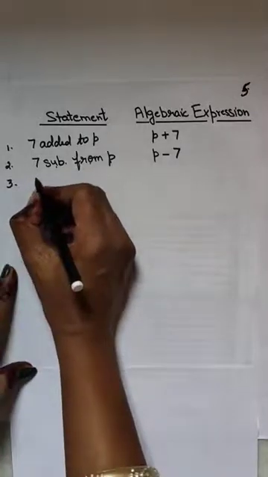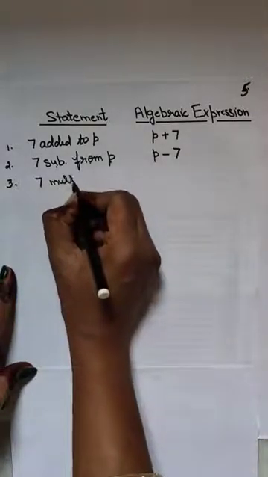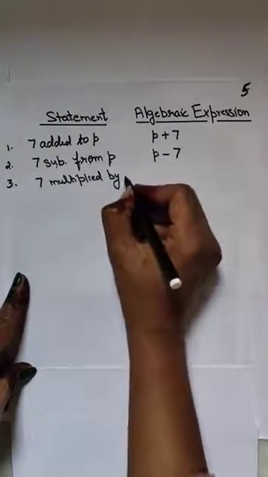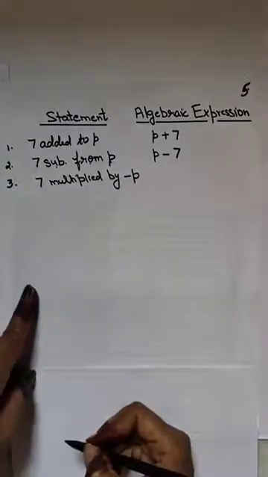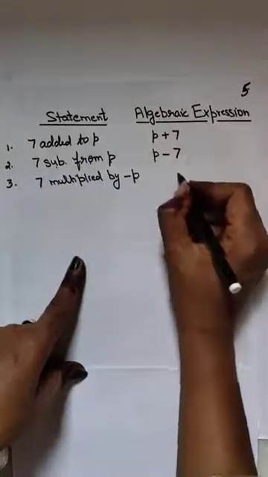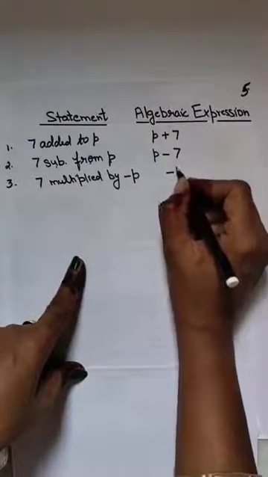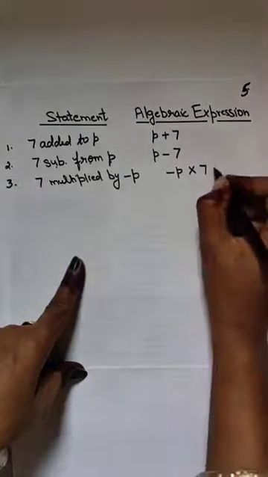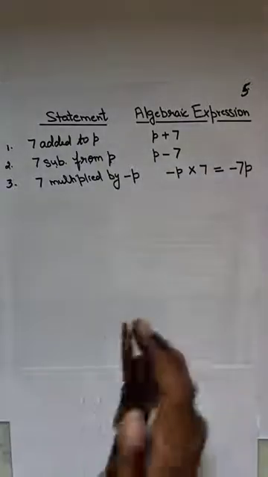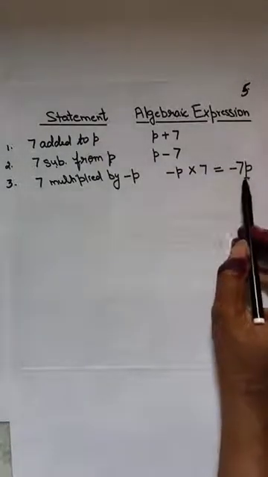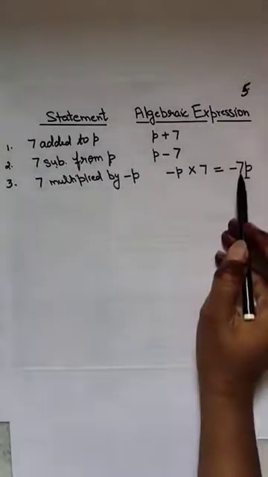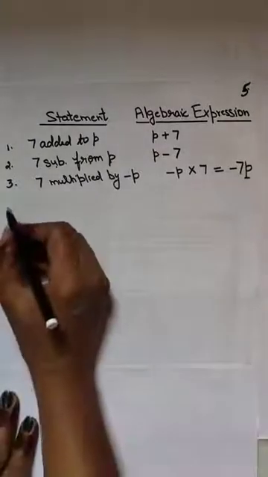Next is C. 7 multiplied by minus P. We have to multiply 7 by minus P. So it is minus P multiply by 7 and this you can write down like this minus 7P. In case of multiplication, we always write down variable later on. Okay, first we will write down the constant. 7 is constant and P is a variable.